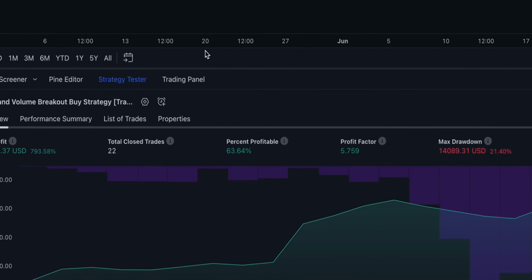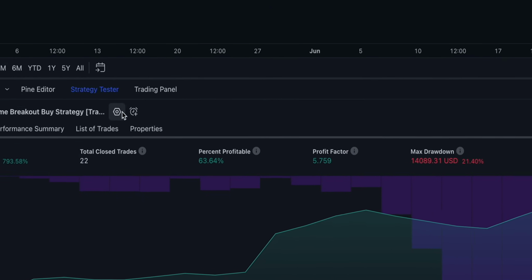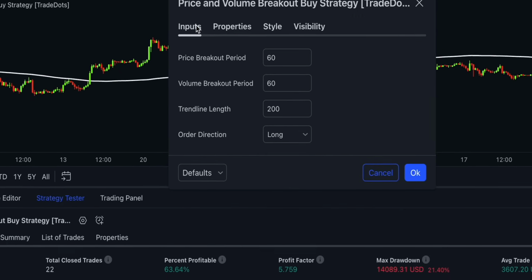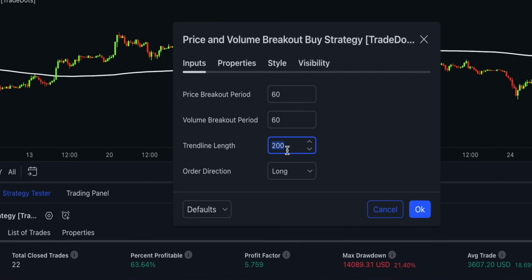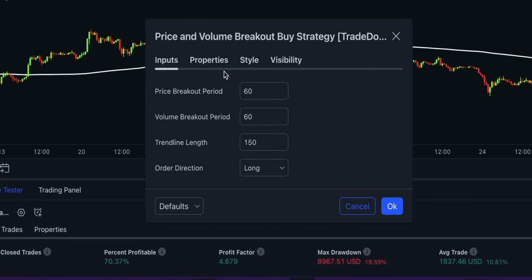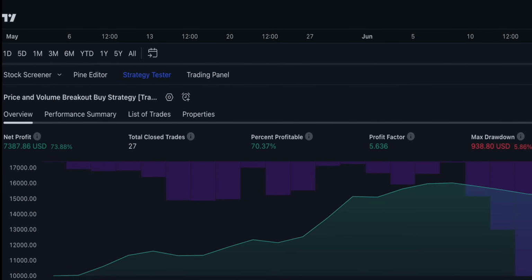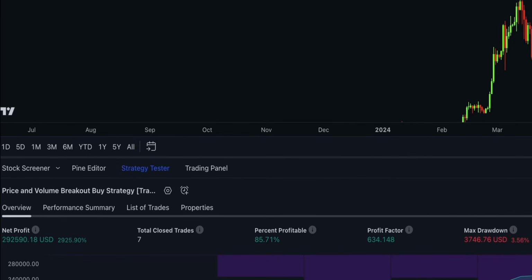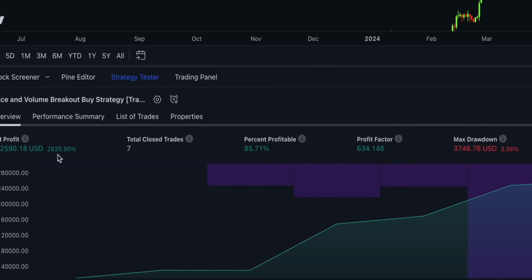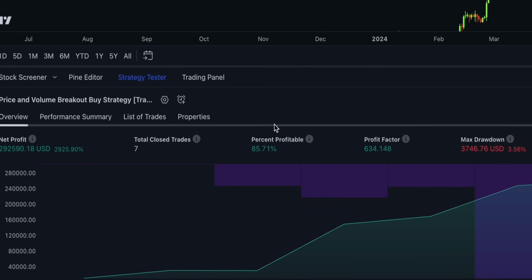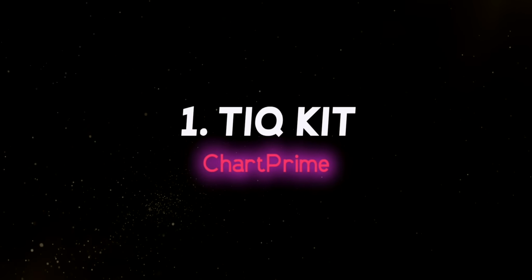This strategy is particularly effective for highly volatile assets such as Bitcoin and Ethereum. It shows excellent performance on the Bitcoin 4-hour time frame. To enhance the strategy's performance, open the inputs and set the trend line length to 150. Change the risk per position to 20%. On the daily time frame, the strategy gives an 85% win rate with the current settings. The total profit exceeds 2,900%. This is really impressive.